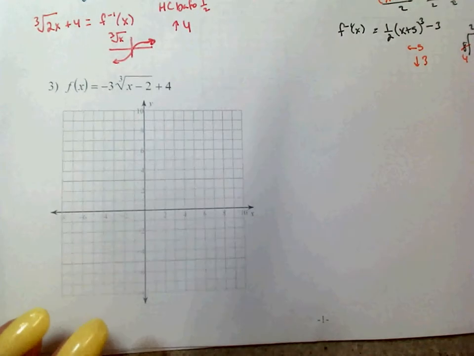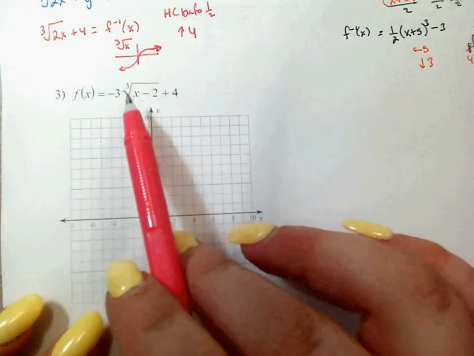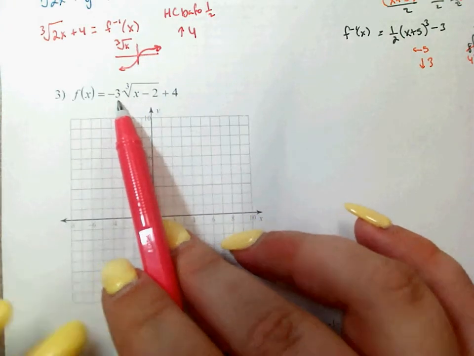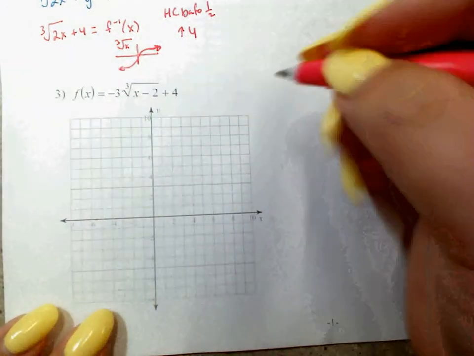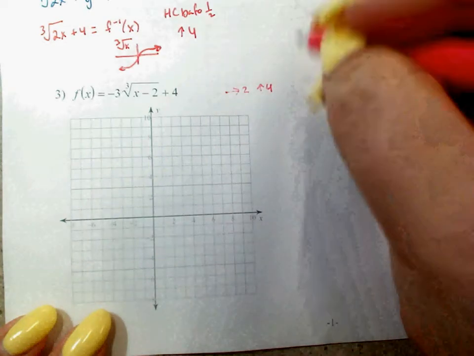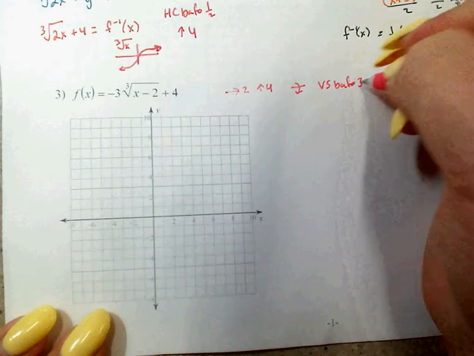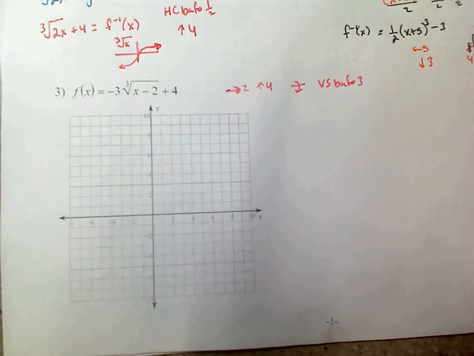Number 3 is a cube root function again, but this time it has a negative in the exterior, which is flip over the x. It has a 3 on the outside, which is a vertical stretch by a factor of 3. Right 2 and up 4. So I'm going to go right 2, up 4, flip over the x, vertical stretch by a factor of 3. Which remember, that means to me that I'm going to have a horizontal stretch by a factor of 3 on the inverse. And then, yeah, that's it.